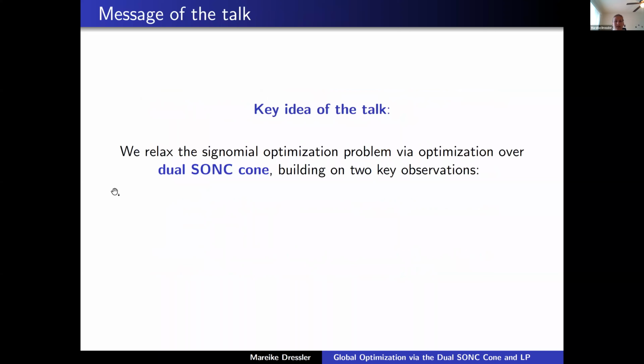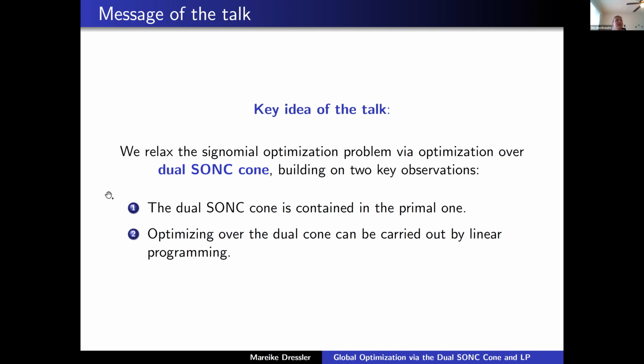Okay, so the key idea, as the title already suggests, is that we want to relax now a global Zignomial optimization problem by optimizing over the dual SONC cone, building on two key observations. Namely, if we consider the dual SONC cone as a set of Zignomial functions, then this dual SONC cone is really contained in the primal one. So it also gives us a certificate of non-negativity. And then I can certify containment in this dual SONC cone, and also I can optimize over it by linear programming.